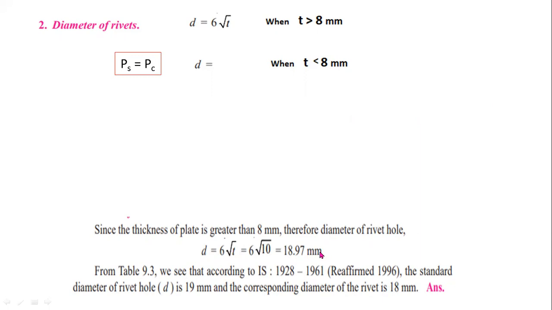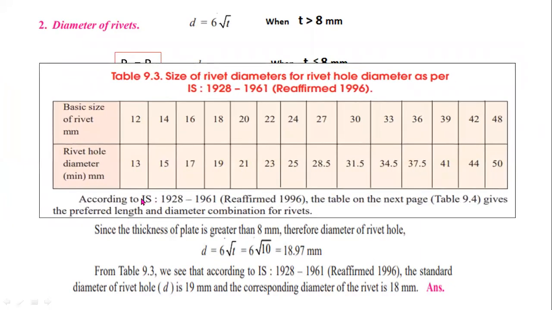But from the standard table, you have to select a suitable standard size of the rivet and rivet hole. From this table, you have to select a standard size of rivet and rivet hole. Here, our obtained value is 18.97, and the nearest value is 20.